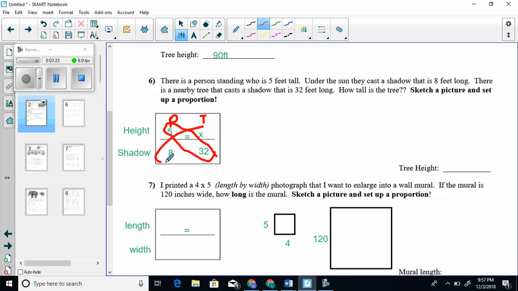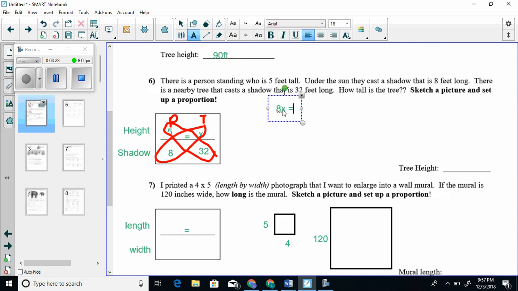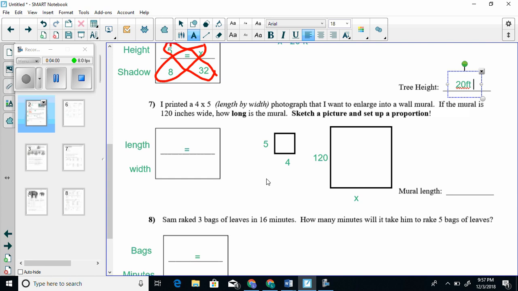Okay, so I have 8x equals 32 times 5, which is 160. So 160 divided by 8 is 20. Okay, so x equals 20 feet. They're all in feet. It's also important to look to make sure that all your units are the same. So the tree height is 20 feet tall. That makes sense, the tree is a lot taller than a person, obviously.